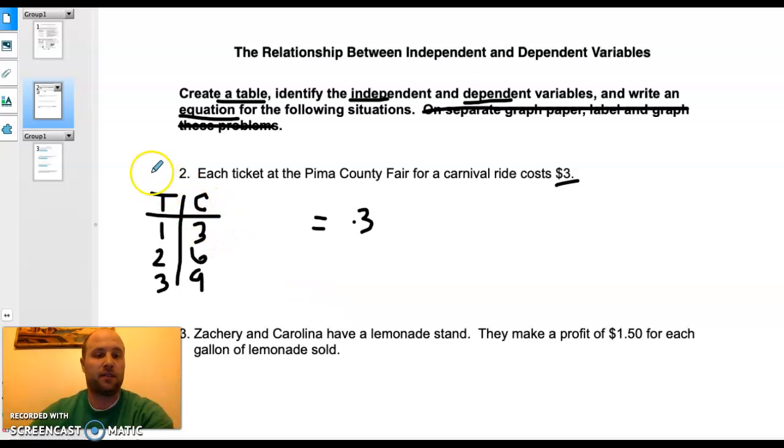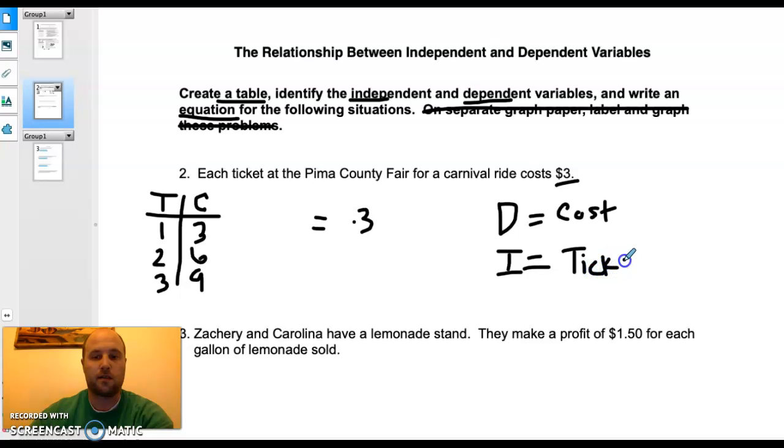So obviously, what depends on what? Our cost, so our dependent variable and our independent variable. Our dependent variable is our cost, because our cost is determined by our tickets.